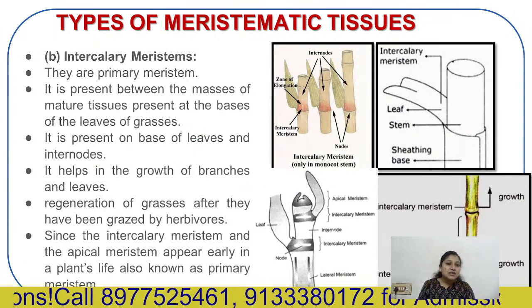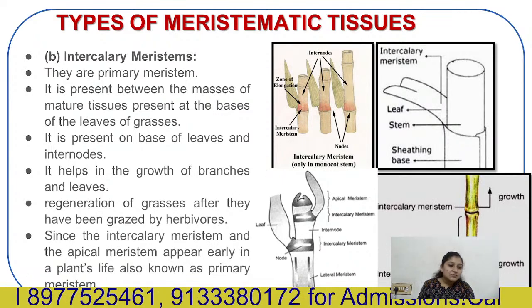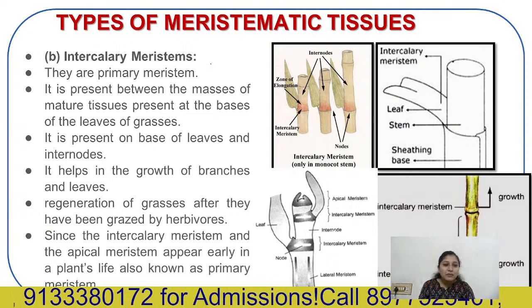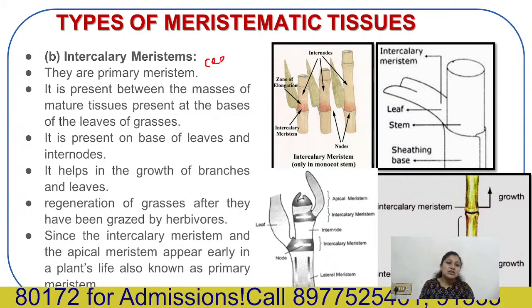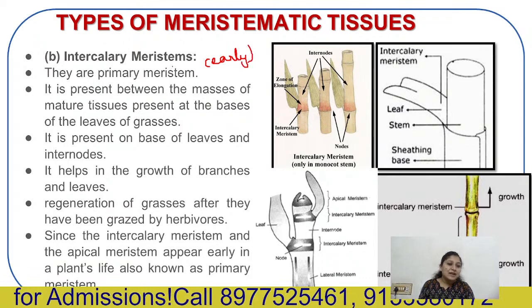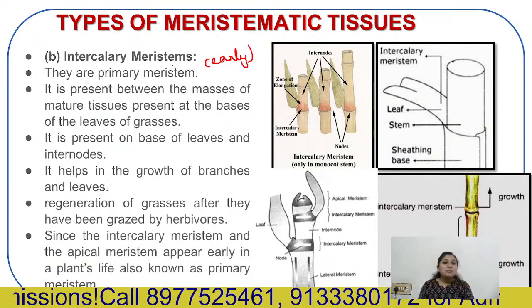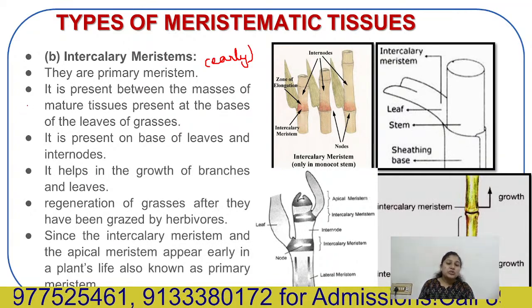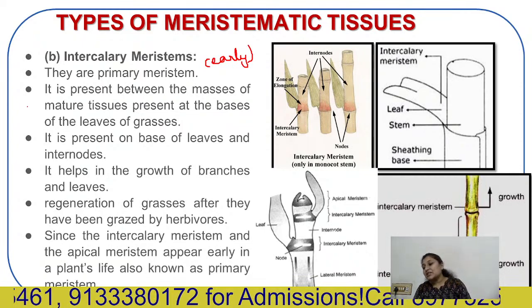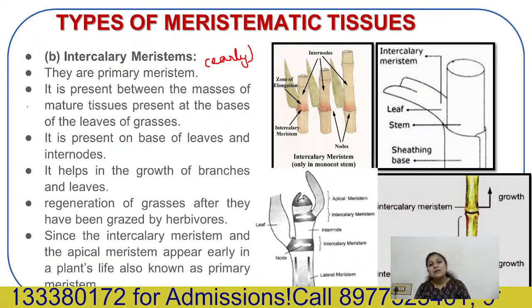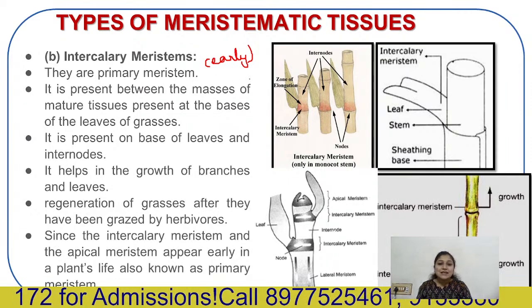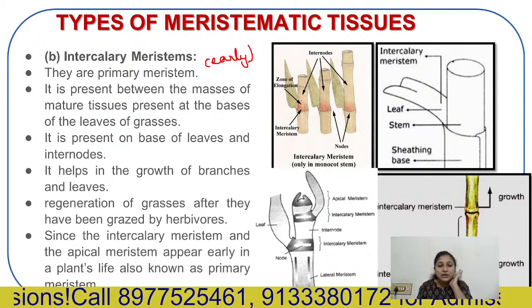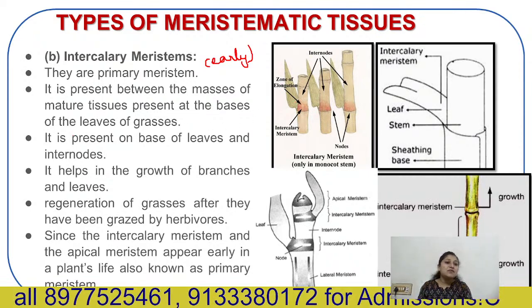Intercalary meristem is also a primary meristem, that means it originates in the early stage of the life cycle of the plant. It is present between the masses of mature tissue. Remember this point, a question can be asked: which type of meristem is present between the mature tissue? That is intercalary meristem, which is present between the mature, or differentiated, tissue.